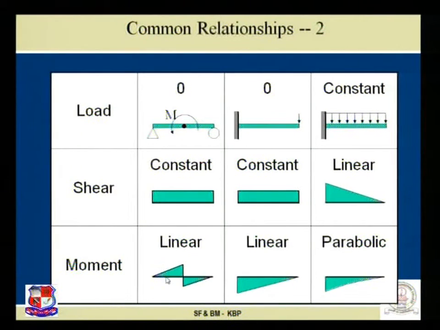While for a bending moment, when there is a moment or a couple acting at a particular point, the bending moment changes suddenly at that particular point or section. Next, for a cantilever beam.